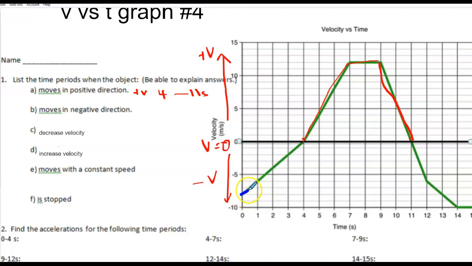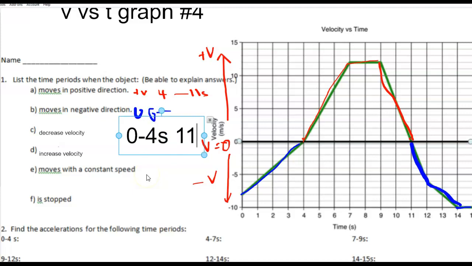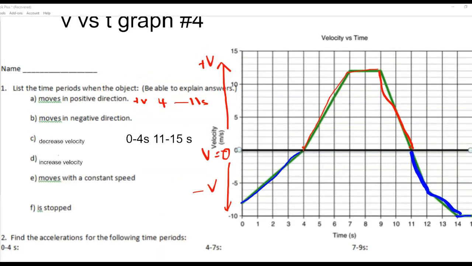Moving in the negative direction is just the reverse. So anything that has a negative value, so values that are below the zero. So we can write those out. So I would say it's 0 to 4 seconds. And then it looks like 11 to 15 seconds. So both of those time intervals are good for what we need. So that's going to be 0 to 4 and 11 to 15.